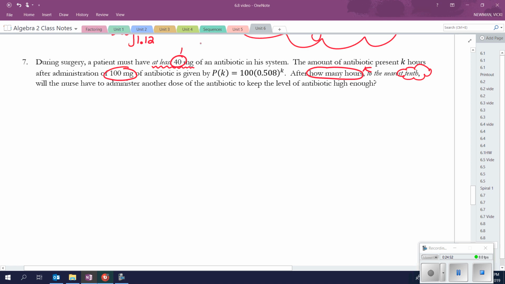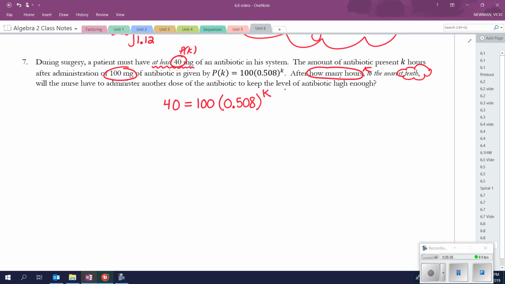So this will be on the left, P of K. So 40 is equal to 100, they did that part for us, so good thing, times 0.508 to the k. Now, I've seen it before where they ask you to explain what does the 100 represent, and you have to know that that means the initial amount. What does the 0.508 represent? You would have to know that that represents decay and that the amount is decreasing, right? So it's decreasing in his system by whatever percentage, okay? So we are solving for k.